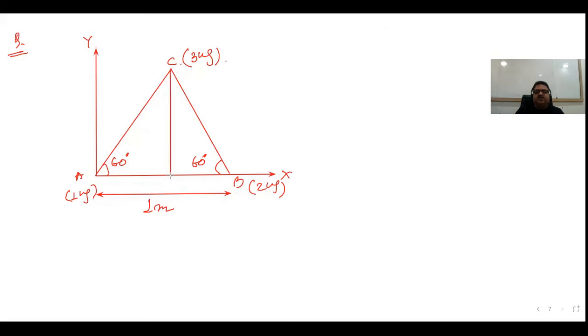Let's drop a perpendicular. Okay, we know this angle, 60 degree, and we know this line, 1 meter. So let me write down the coordinate first. X coordinate is, look at this, 1 cos of 60, and y coordinate is 1 sine of 60. Clear? Therefore, 1 cos 60 is what? Cos 60 is equal to half, and this is equal to root 3 by 2.